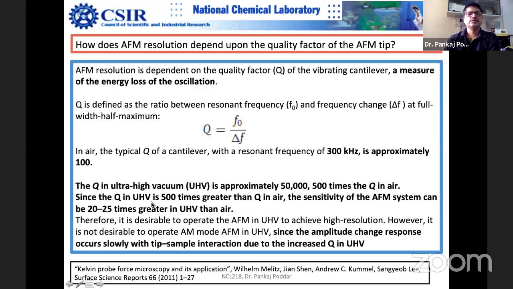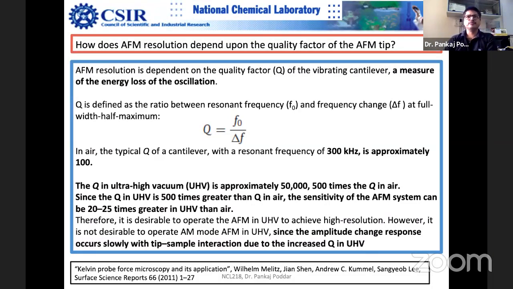Since Q is much larger, that means sensitivity of AFM can be an order of magnitude higher in UHV than in air. That's why AFM is recommended in an ultra high vacuum chamber, because sensitivity goes up. But here is a catch. Now the question arises: why don't we buy AFM with a UHV system all the time? Because it is not needed for amplitude modulation AFM.